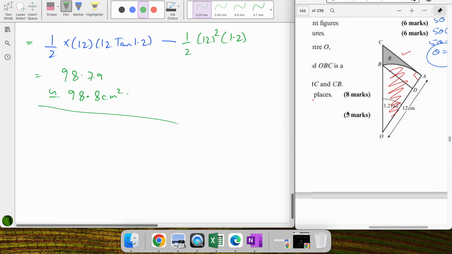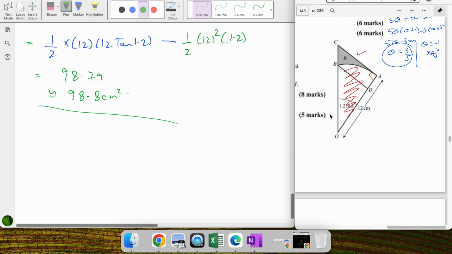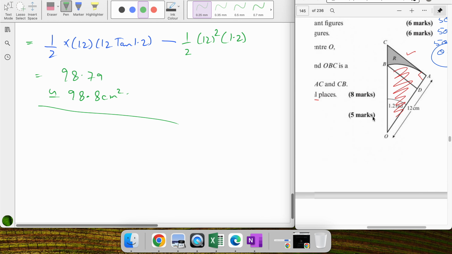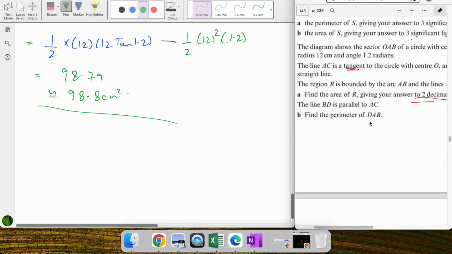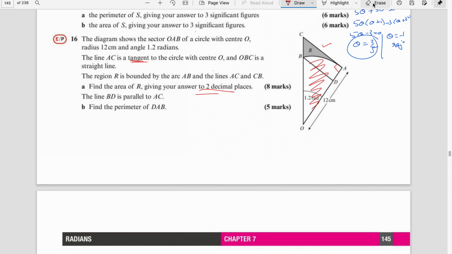Then part B says the line BD is parallel to AC. Find the perimeter of DAB. Okay, if it is parallel, what we actually know is that this angle is again 90 degrees. And we have to find the perimeter of DAB. So in order to do that, we need the 1, 2 and 3 sides.